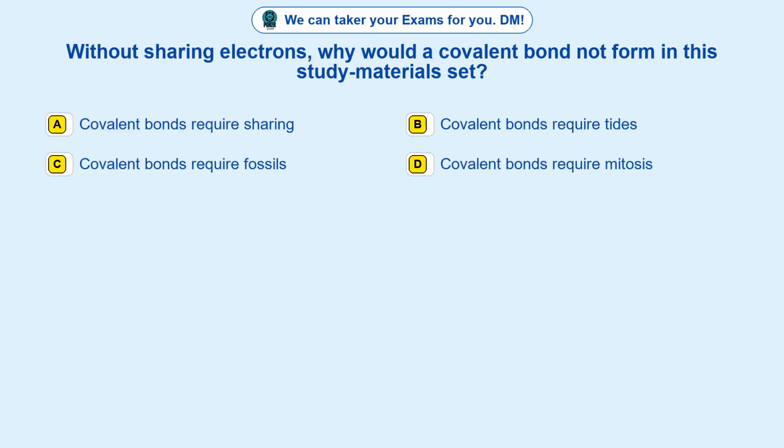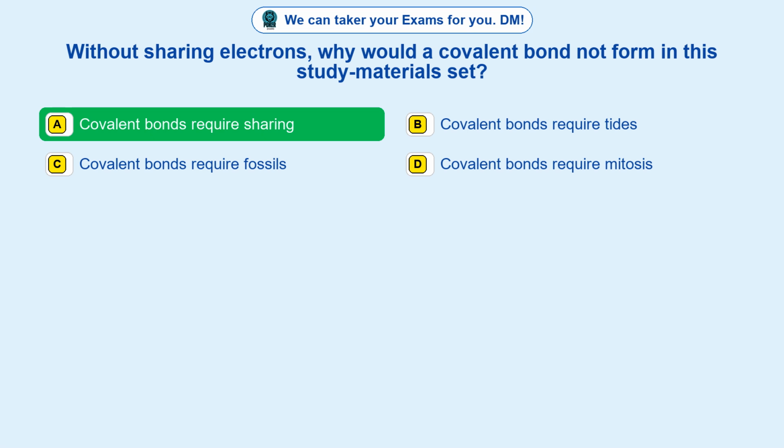Question 34. Without sharing electrons, why would a covalent bond not form in this study materials set? Option A, covalent bonds require sharing. Option B, covalent bonds require tides. Option C, covalent bonds require fossils. Option D, covalent bonds require mitosis. The correct answer is option A.